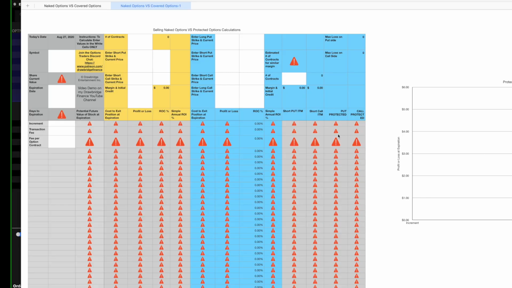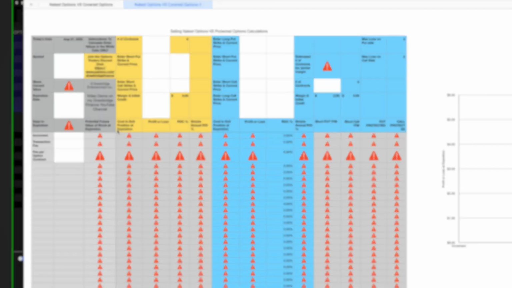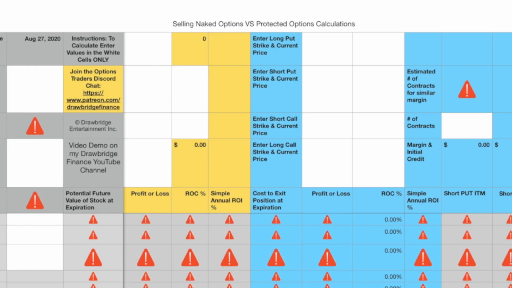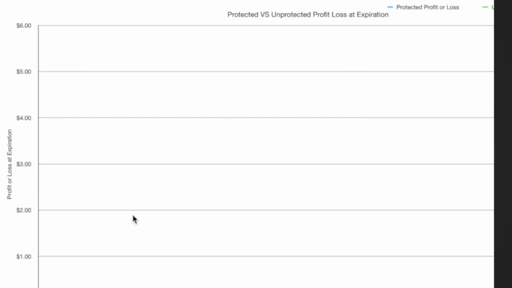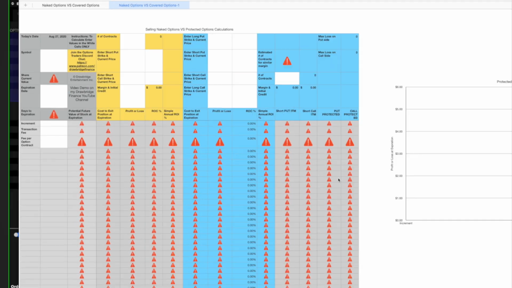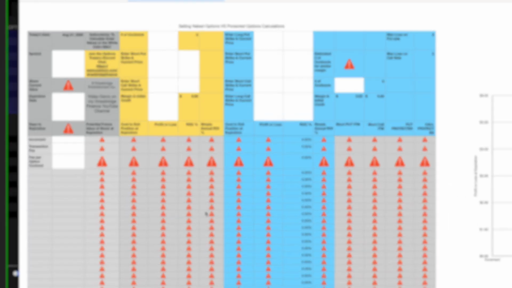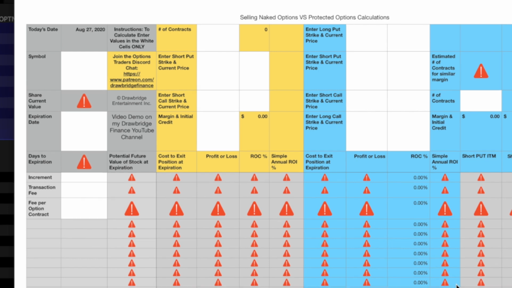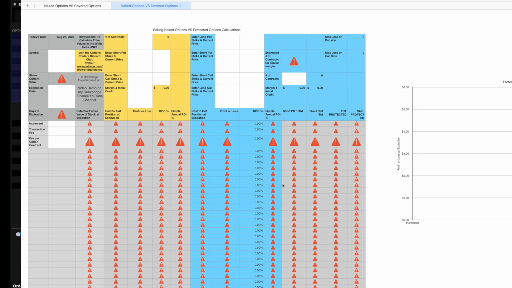Let's dive into it. So first of all, this is the spreadsheet that I've created. You can see there's some data that we need to input in the top, and then there's this graph off to the side, which is going to visually show us the difference between 2 different scenarios. We're going to look at this first column, this yellow section, and that's going to show an unprotected option play, and then we're going to look at the limited risk option play on the right-hand side, and I'll show you how it works.